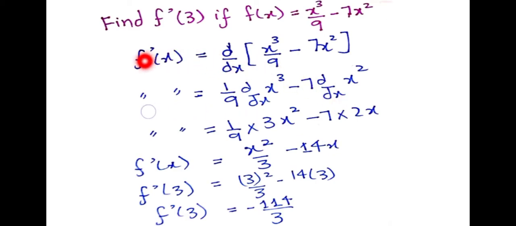So this is very simple. First of all we have to find the derivative of the function, and then find the value of that function at a particular value which is given as 3. So here we find the derivative.